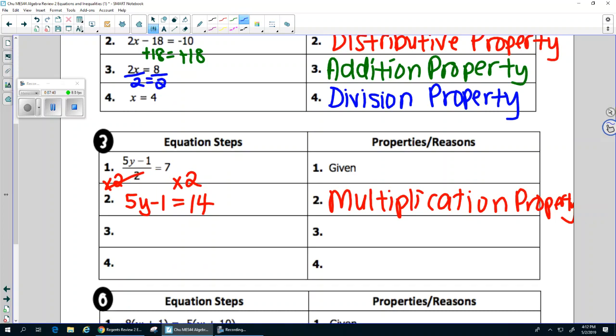Next, to get y by itself, we're going to want to add 1 to both sides so that your minus 1 and your positive 1 will cancel out. I get 5y is equal to 15. Adding 1 means this is the addition property.